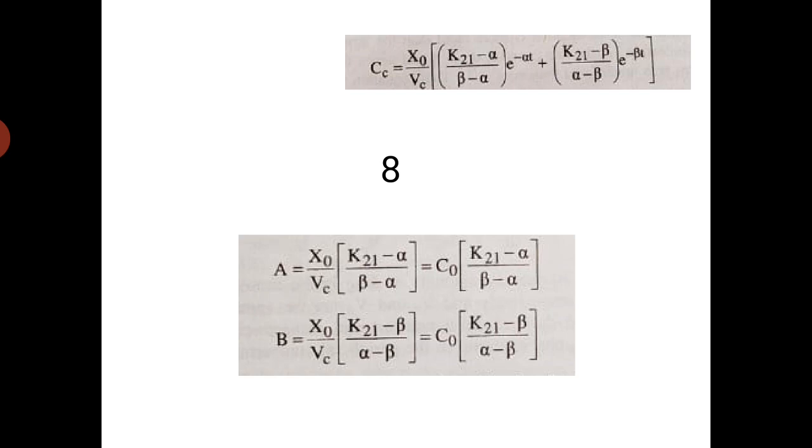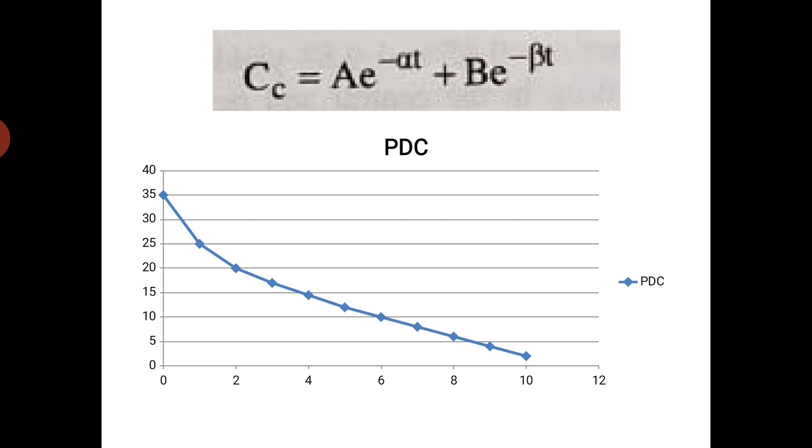Now we look into the eighth equation. A substitution is given: A is equal to x0 by Vc into K21 minus alpha divided by beta minus alpha. X0 by Vc means what? X is the amount, V is the volume, X by V is what? Concentration. So x0 represents what? X0 is the initial amount of drug. X represents the amount of drug at a time t, and x0 represents the initial amount of drug administered. The same way, by converting x0 by Vc we will get C0. So C0 equal to K21 minus alpha divided by beta minus alpha. So we got the final equation as Cc is equal to A e raised to minus alpha t plus B e raised to minus beta t.